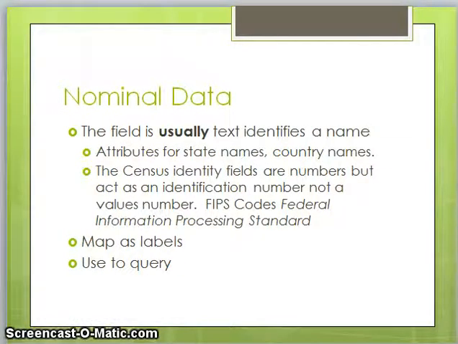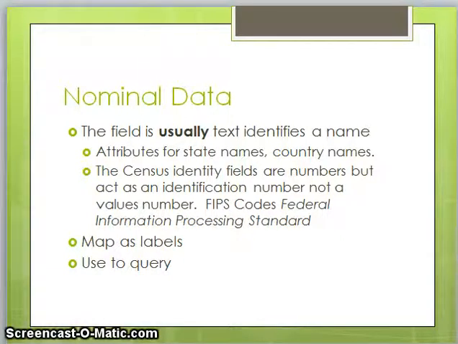So nominal data, basically she's talking about a text field. It's probably 90% that data will be a text. It identifies a name, attribute for a state, a county name. Census data has unique identifiers called FIPS codes, which stands for Federal Information Processing Standard.